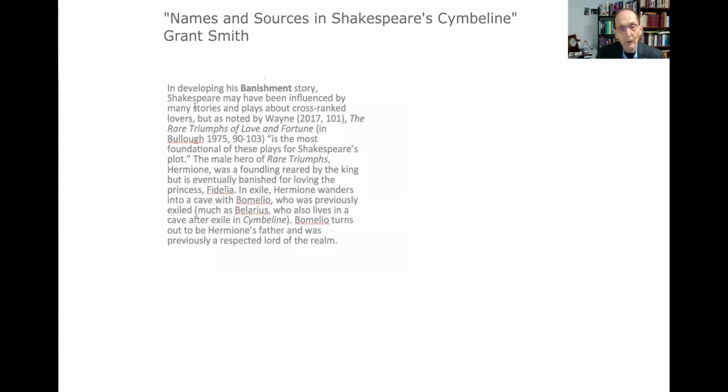But as noted by Wayne, the Rare Triumphs of Love and Fortune is the most foundational of these other plays for Shakespeare's plot. The male hero of Rare Triumphs, Hermione, was a foundling reared by the king, but is eventually banished for loving the princess Fidelia. In exile, Hermione wanders into a cave with Bomelio, who was previously exiled, much as Belarius, who also lives in a cave after exile in Cymbeline. Bomelio turns out to be Hermione's father and was previously a respected lord of the realm.